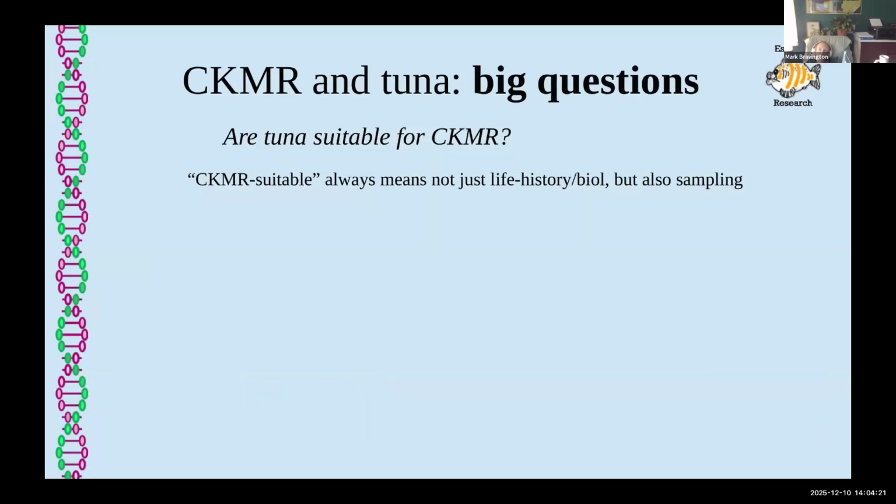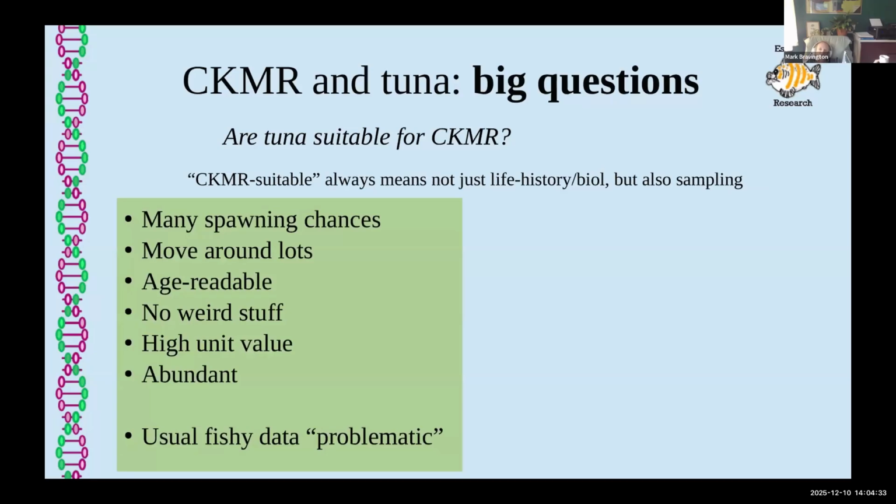So suitability for close kin is always a function not just of the life history of the species, but also what you can sample about it. If you can do amazing sampling, you can deal with a lot of life history cases, but tuna generally are really good. And the key thing is they have many spawning chances after reaching adulthood. The most limiting factor for close kin is often species that only get to spawn once or twice; that doesn't really work. Tuna also move around a lot. That's good. It's harder for species that have really tight local spatial structure. Basically, there's nothing weird about tuna. They have a high unit value and they're abundant, which I see as a positive. We'll get onto that in a minute.